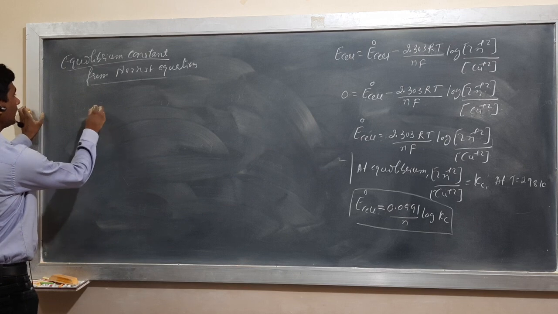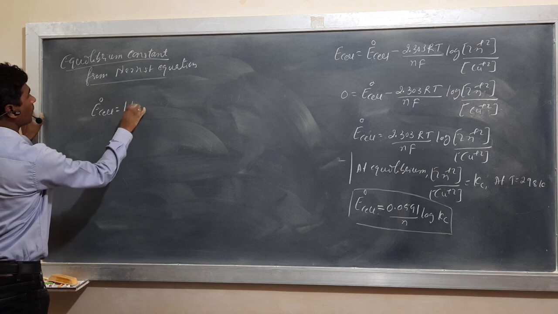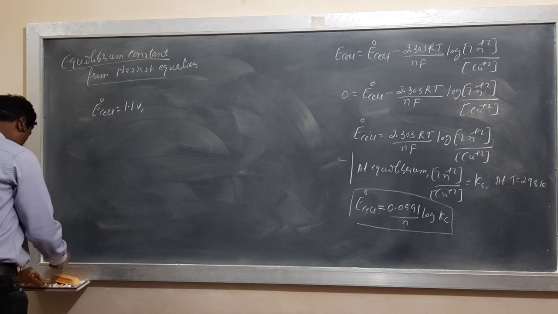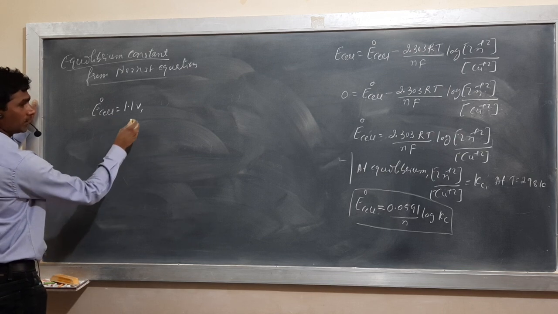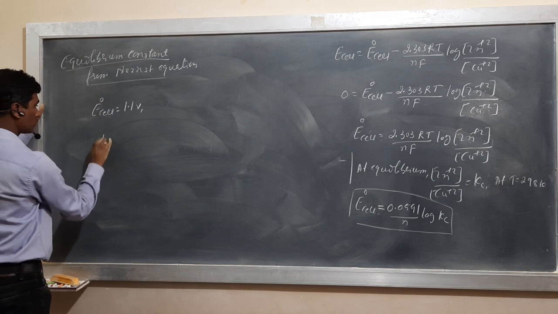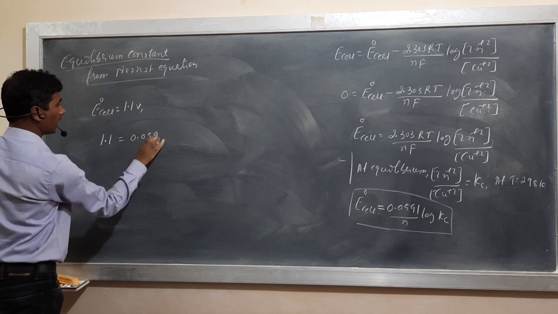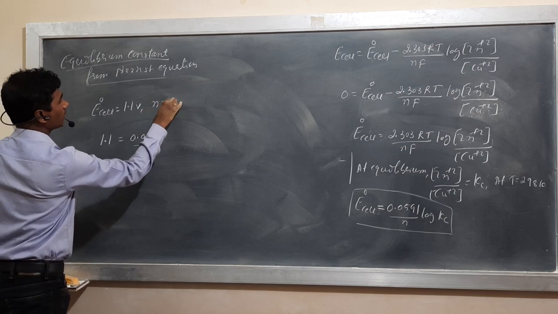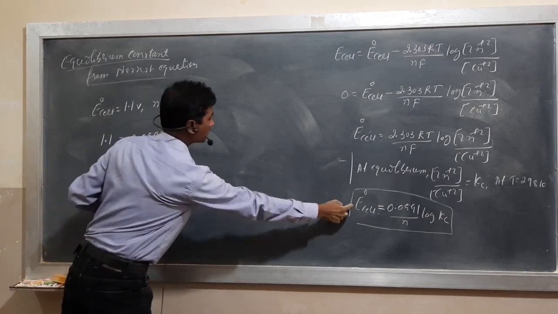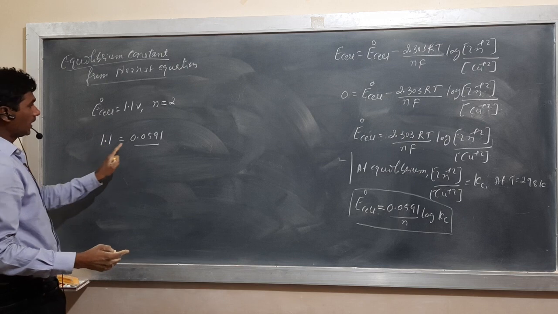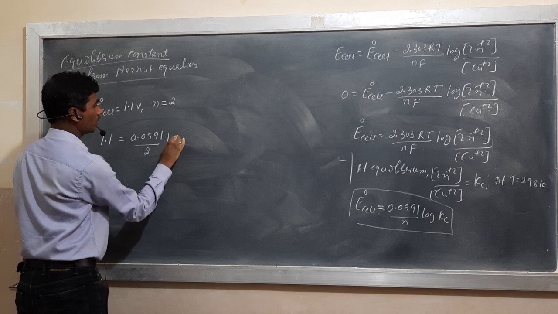You know the E naught of cell of the Daniell cell is 1.1 volt. So E naught of cell is equal to 1.1 volt, which equals 0.0591 divided by n, where n means the valence, which is 2, times log Kc.